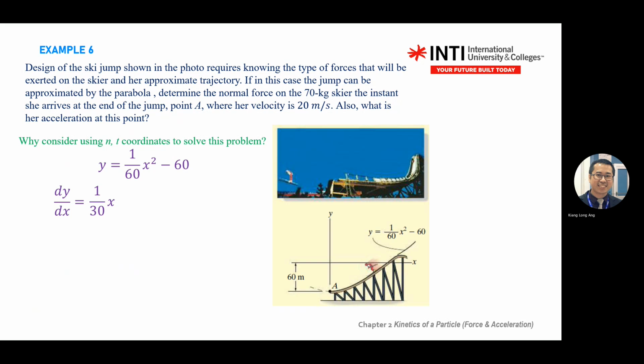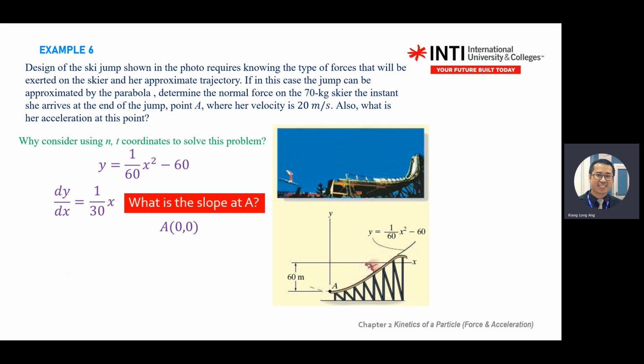Okay, simplify. What is the double differentiation, Nicole? Okay, so dy dx also means slope or gradient. So gradient at A, you substitute here, will be 0, right? So what do I mean by 0? It's a straight line. Okay.